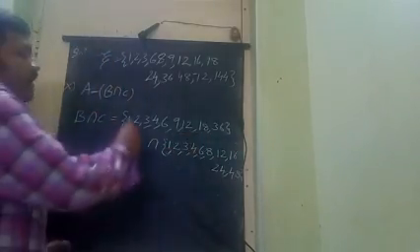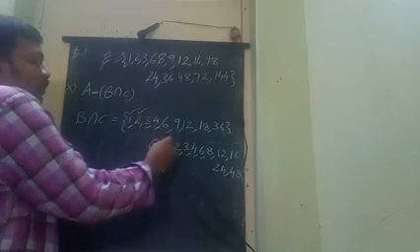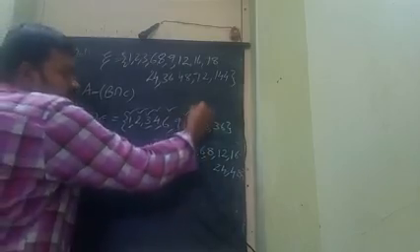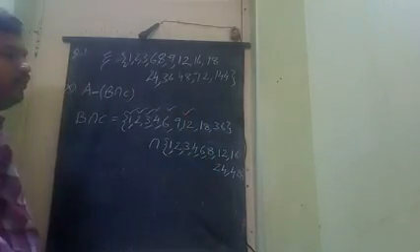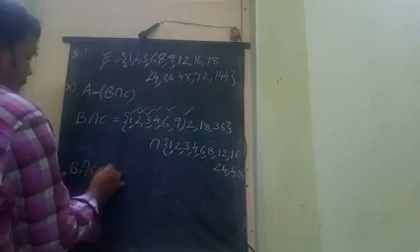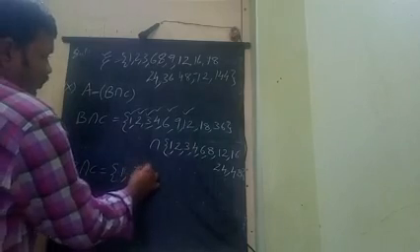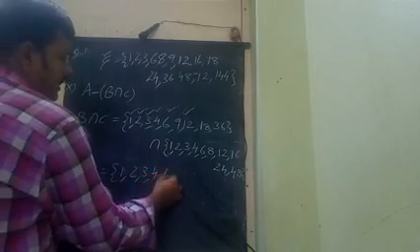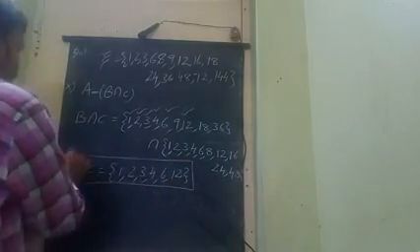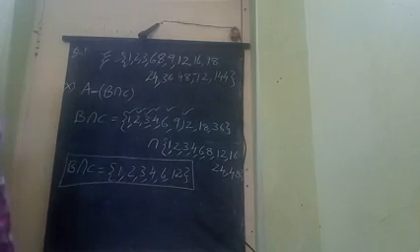Now in these two, which are common? 1, 2, 3, 4, 6, 12. So this answer we write here: 1, 2, 3, 4, 6, 12. Put a box for this one, so that we do not get confused. Without confusion, we have to write that one, draw the box.